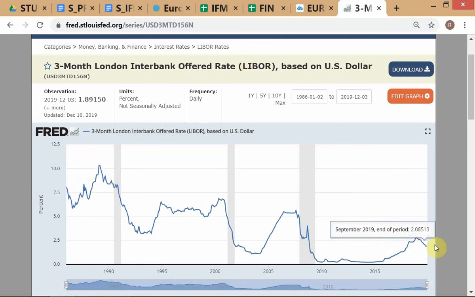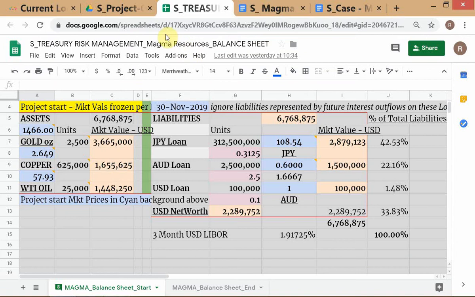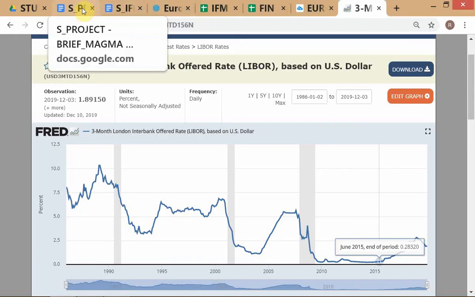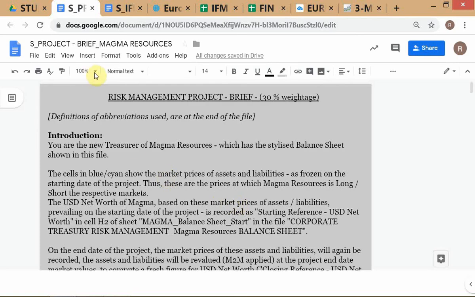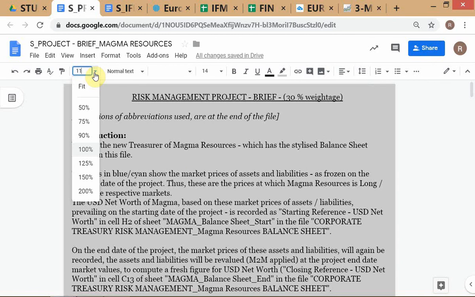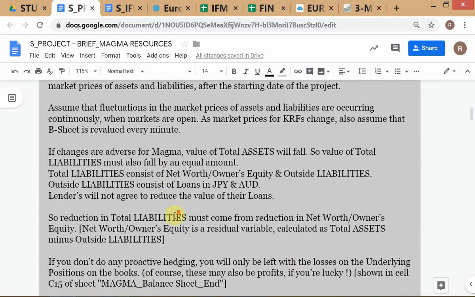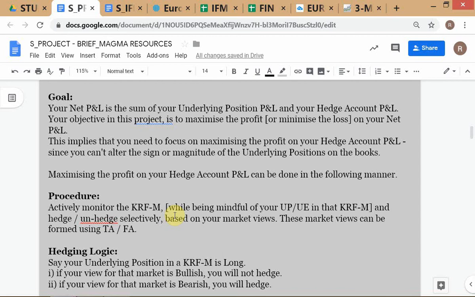So for every KRF market, you have to go through this exercise. Form a view. If your underlying position is long, then we can see it here itself in your project brief. As I said, some of the cell numbers may not match. All right, you'll see the whole scheme.